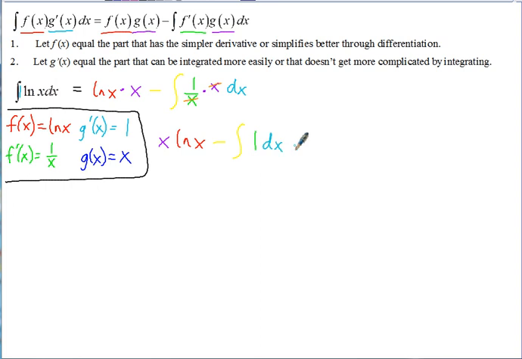Integrate. So we just leave the x natural log of x out in front. Minus, when you integrate 1, you just get x, and then you put plus c.